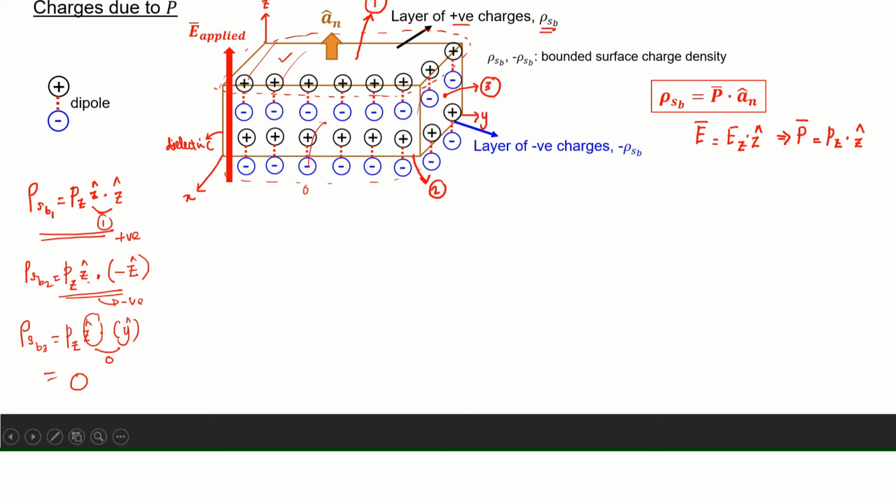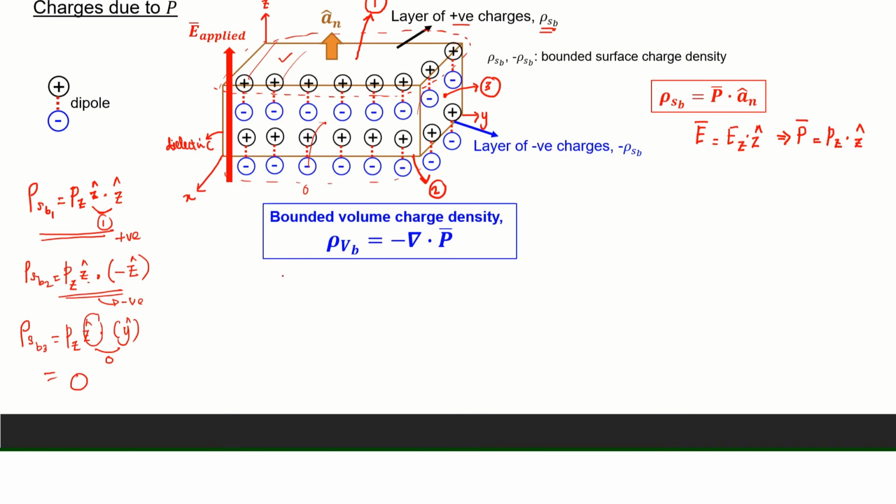The volume of this particular medium will be the bounded volume charge density, and the formula is rho VB equals minus divergence dot product of P, minus divergence dot product of polarization. The volume is also written with subscript B because it is a bounded charge density. What does that mean? It means that all of these charges are not freely moved; all of them are bounded together.